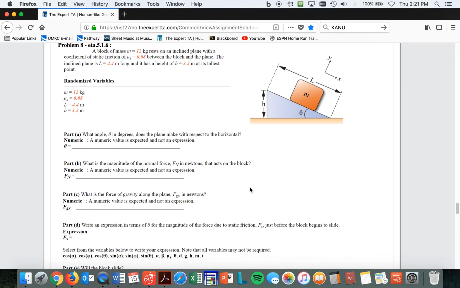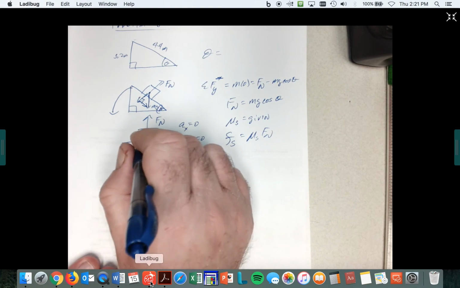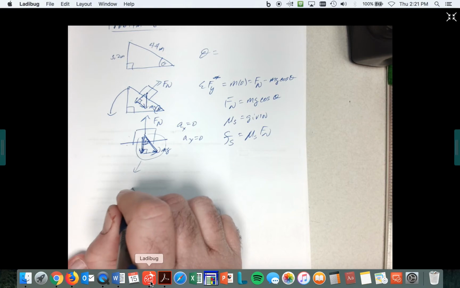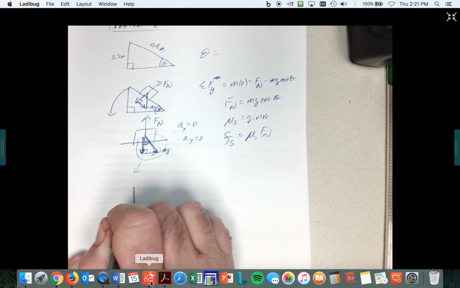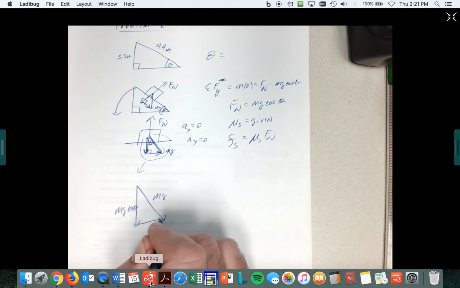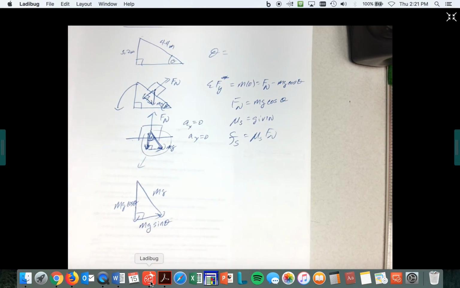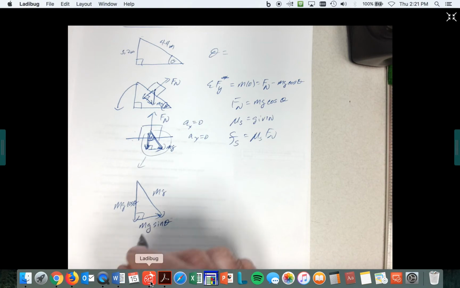What is the force of gravity along FGx? Now this is crucial. I'm going to be an American in a foreign country: we're going to do this slower and louder. In other words, I'm going to draw the picture even bigger. Let's take this little inset here. Here I had mg cosine theta. Here's mg, and mg sine theta. Now which is my acceleration in the x direction? Right, this guy.